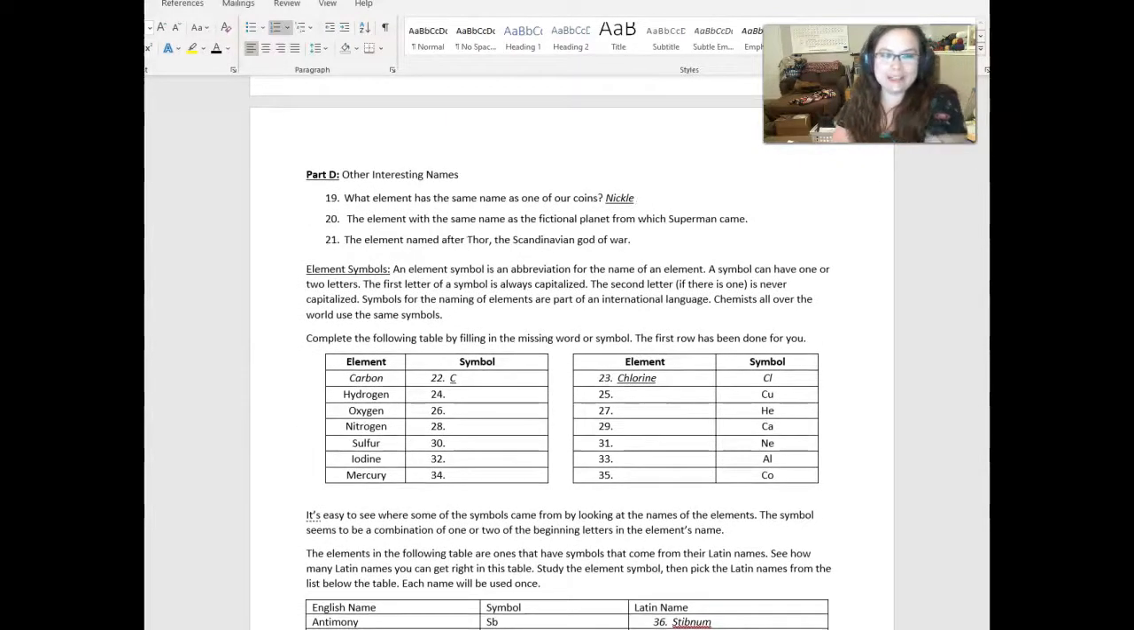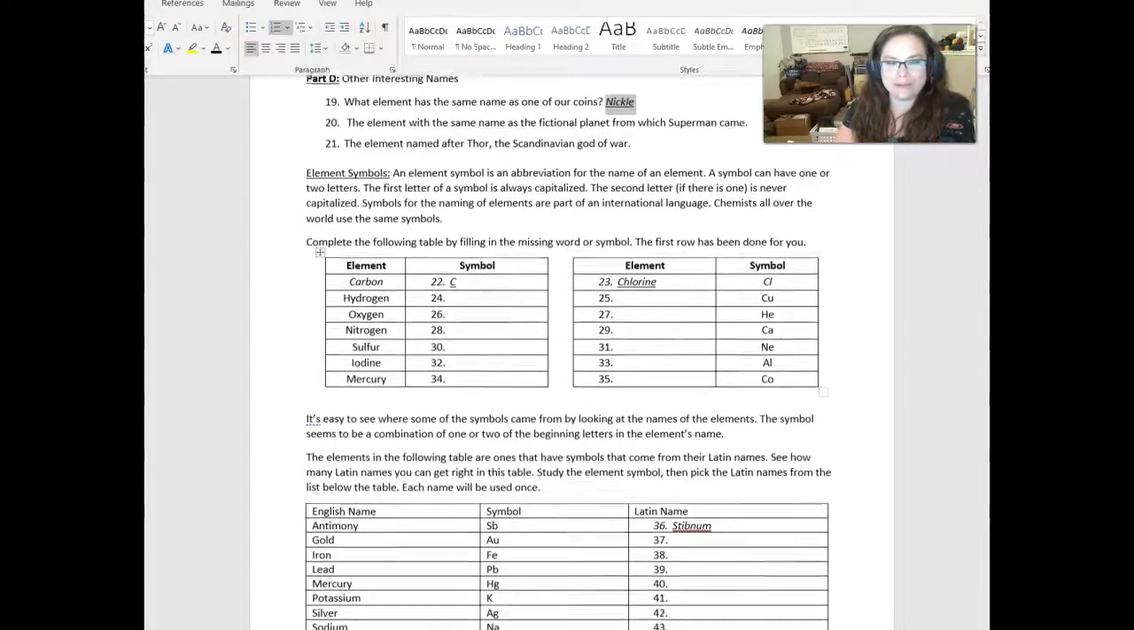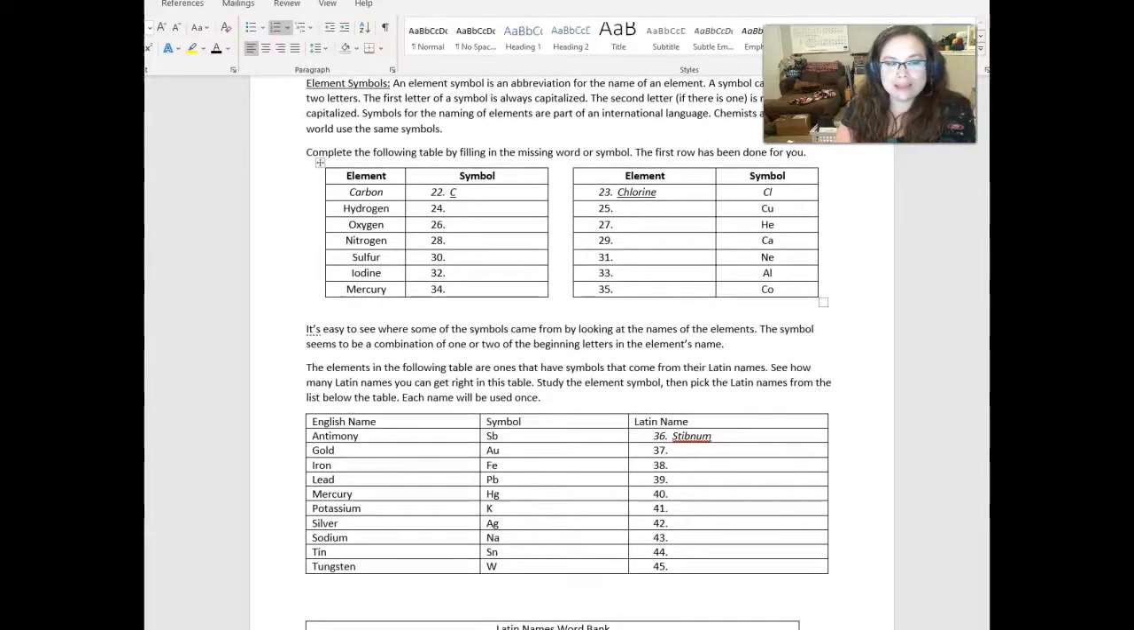Part D is other interesting names. One is an element named after one of our coins. I filled that one in for you. That's nickel. The other 2 are an element named after the planet where Superman is from, and one named after Thor.